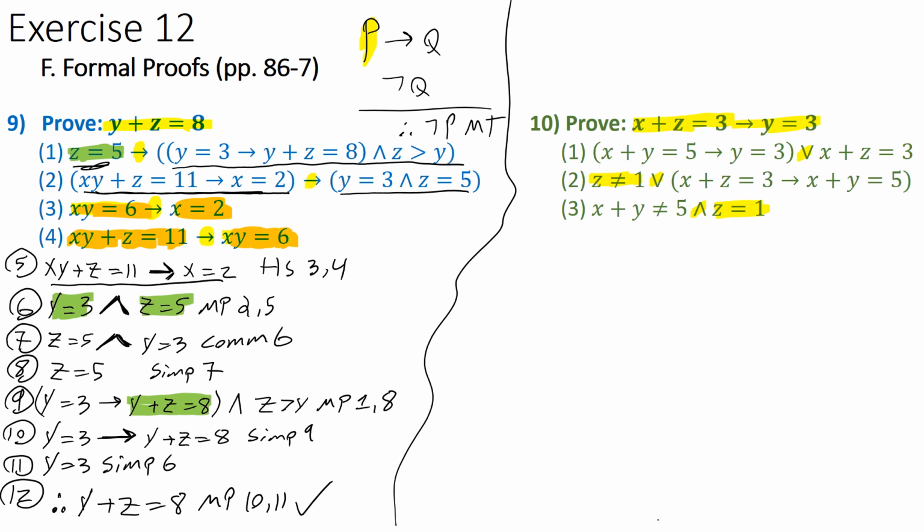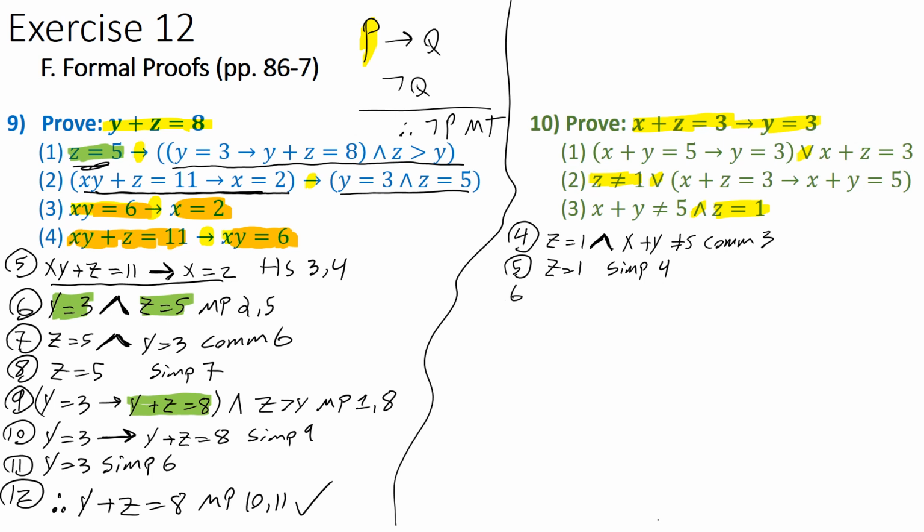So for line 4, we will say z is equal to 1 and x plus y does not equal 5. By the commutative rule, line 3. For 5, we get z is equal to 1 by itself by the simplification of line 4.